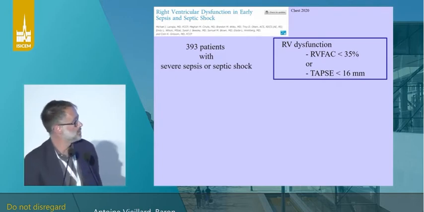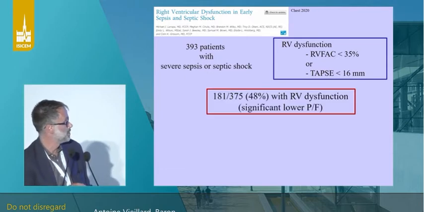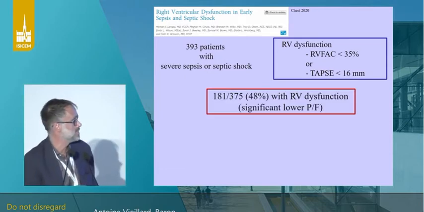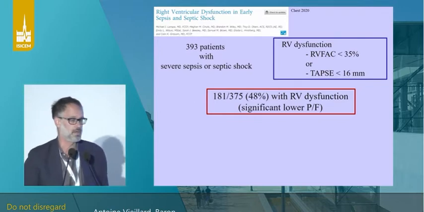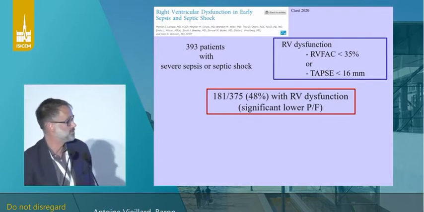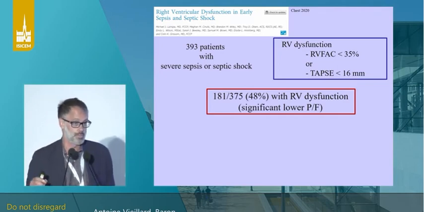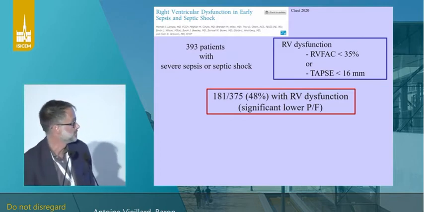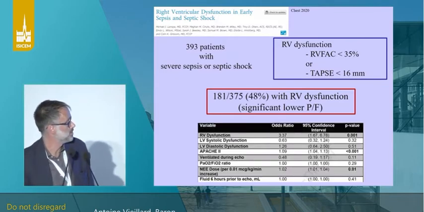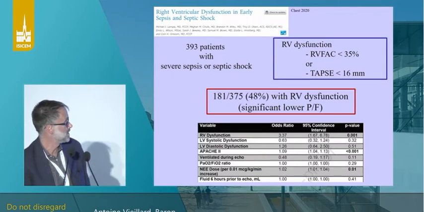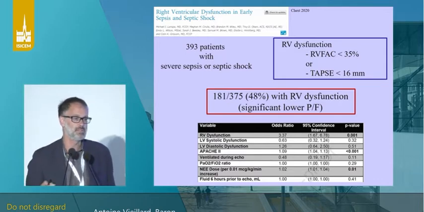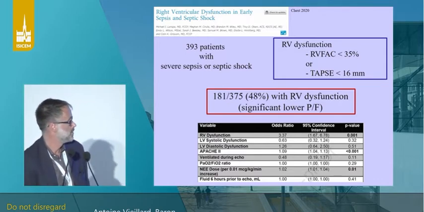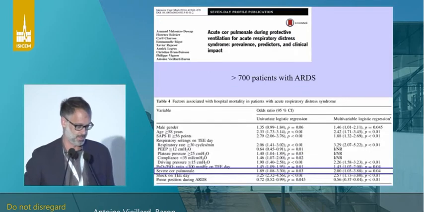And so they were able, using this approach, just to tell us that at least half of patients had RV dysfunction, and this RV dysfunction in these septic shock patients was associated with a significantly lower PaO2/FiO2 ratio, so less oxygenation, which has a strong physiological rationale. And what was, let's say, so interesting in this study is that right ventricular dysfunction, as defined here, was independently associated with the outcome, among other parameters and variables.